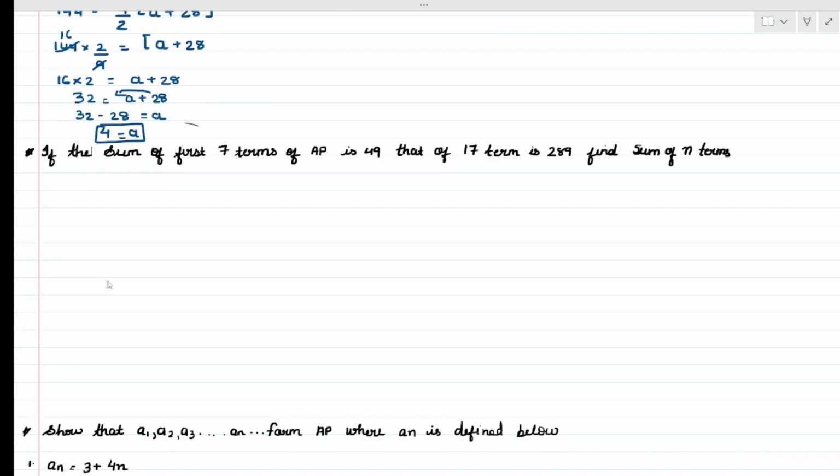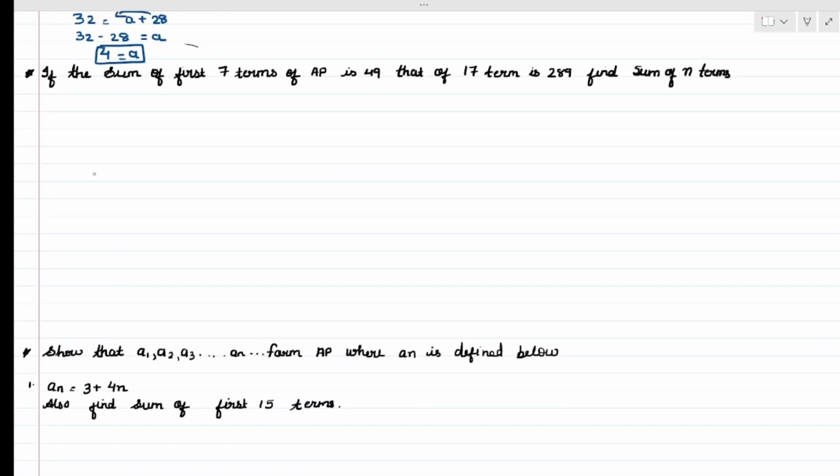Okay, clear? Now moving on to the next sum, which says the sum of the first 7 terms of an AP is 49. They are clearly mentioning that S7 is given as 49. First of all, read the question carefully and understand what type of question it is. S7 is 49 and that of 17 terms is 289, that means S17 is 289. Find the sum of n terms.